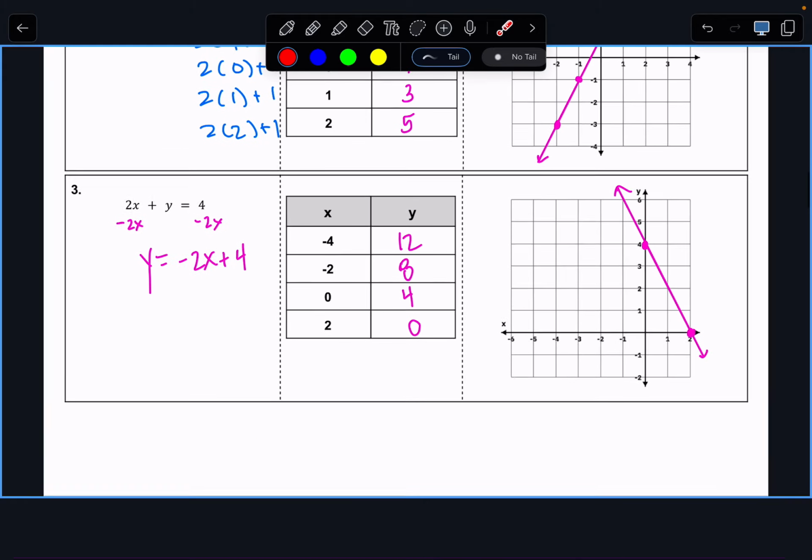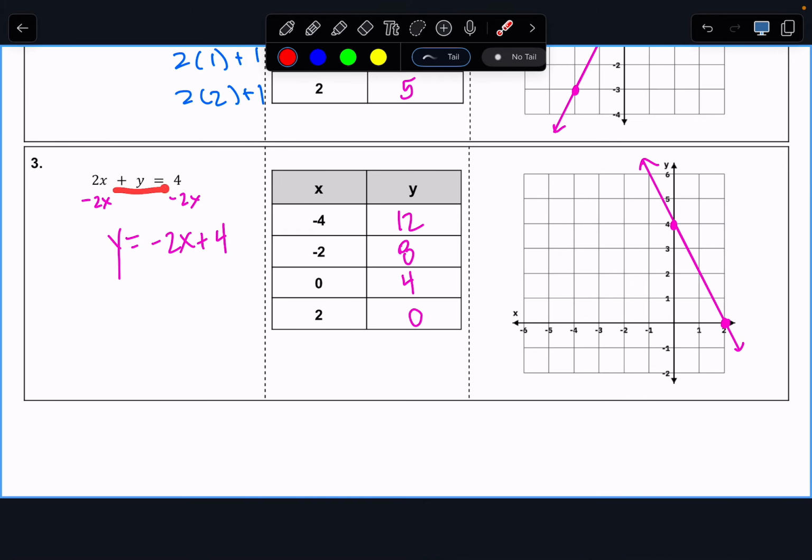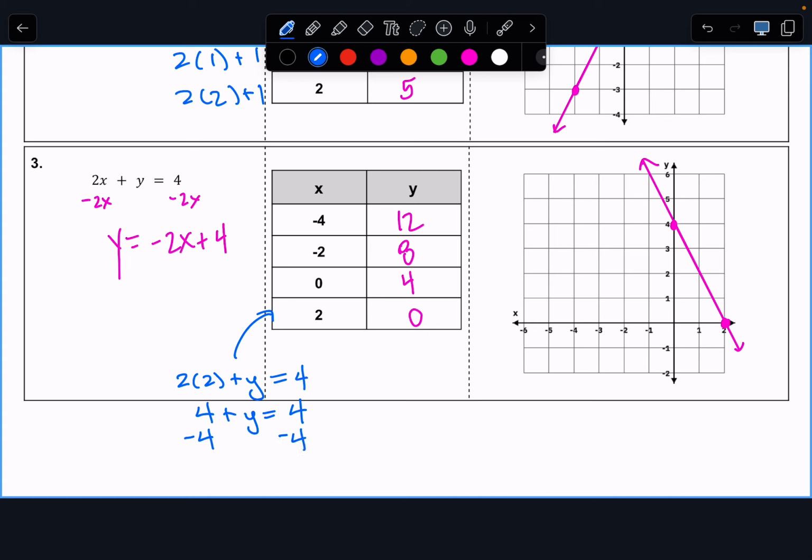Okay, now in number 3, notice how the x and the y were on the same side. So what I did is I minused over the 2x, so those would cancel. And now I have y equals minus 2x plus 4 to plug those into. Okay, you could also plug in, let's say I wanted to plug in 2. 2 times 2 plus y equals 4. Well, if 4 plus y equals 4, then I know that when I get y by itself, y is 0. Okay, so you have a couple different options there.